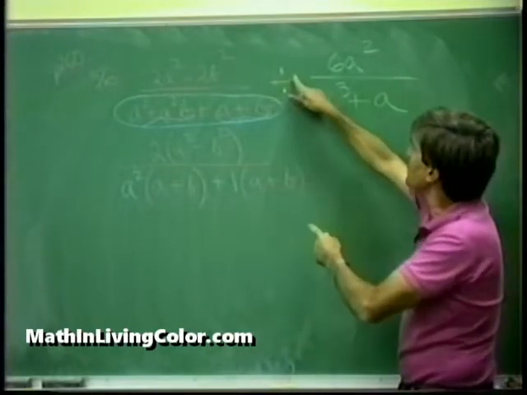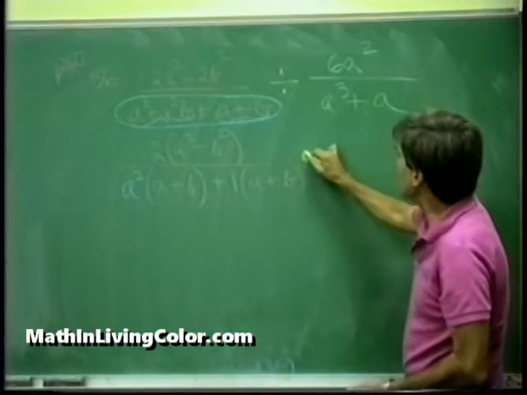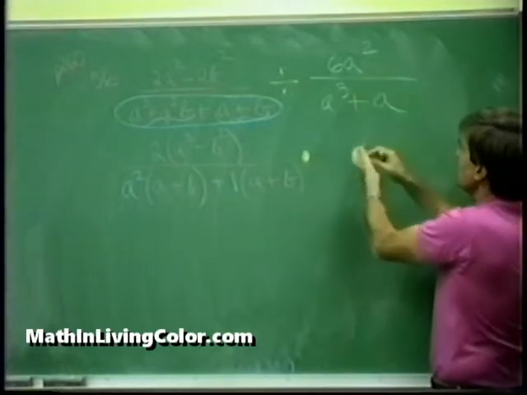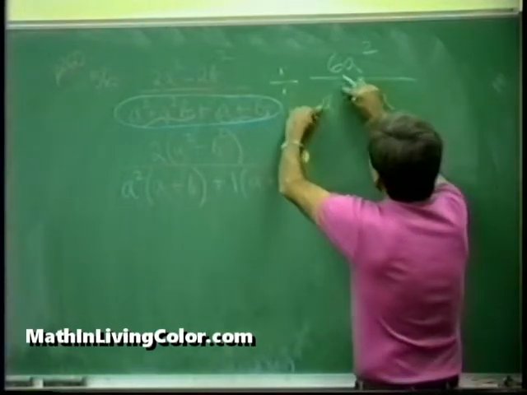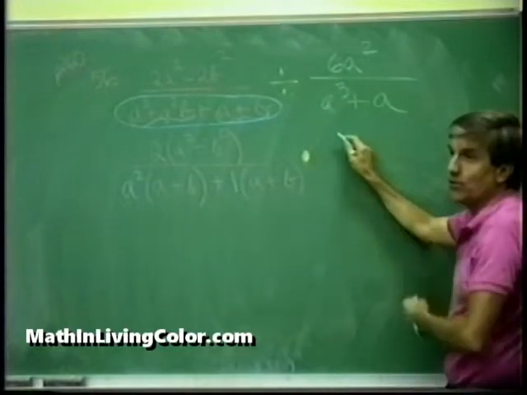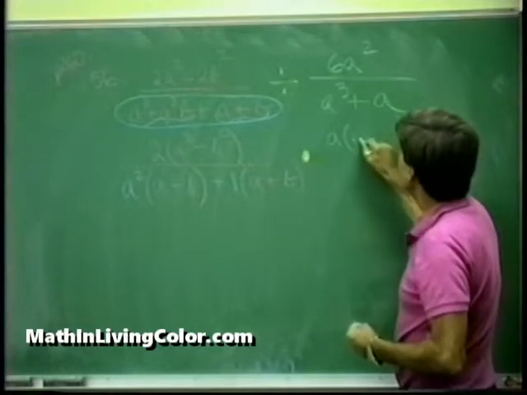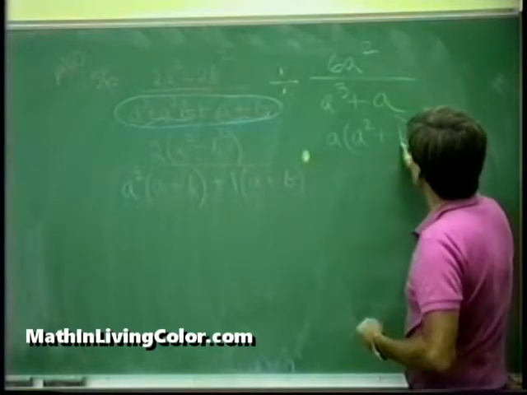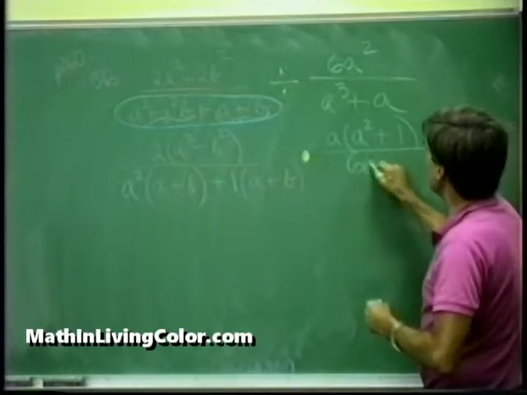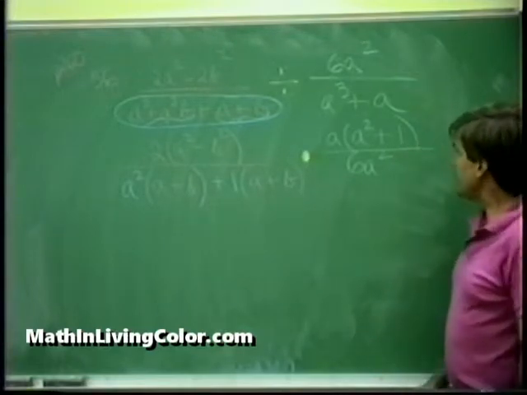Now what about this division symbol? What I'm going to do is change that to a multiplication, and what allows me to do that? Invert. So now instead of having a cubed plus a in the denominator, what am I going to have in the numerator if I go ahead and factor it? A parenthesis a squared plus 1. And then the denominator now would be 6a squared. Is that right? Okay. Now, next step.